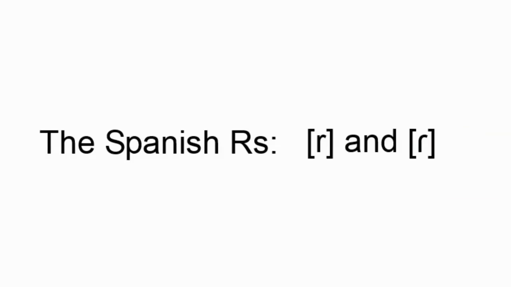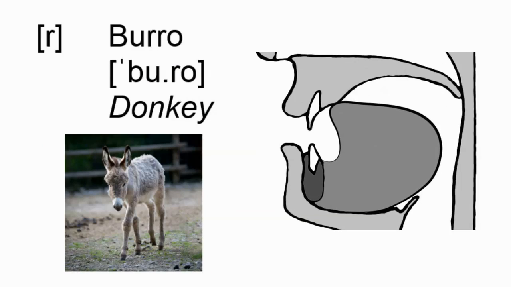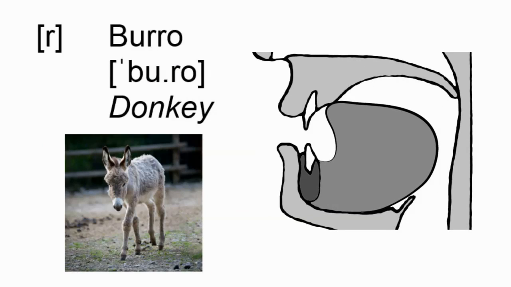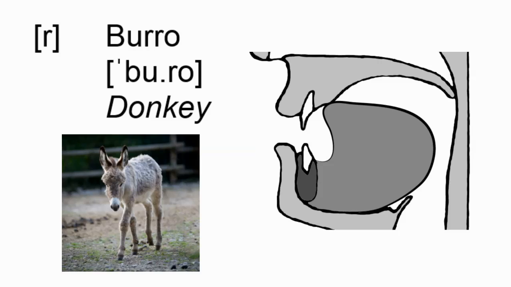It uses the familiar-looking lowercase r as its symbol, and it's known as the trilled R. It sounds like r as in burro. For this consonant, your tongue goes right up against your alveolar ridge. It softens a bit to allow air to come through, and as that air comes through, it will vibrate your tongue up and down against that ridge.